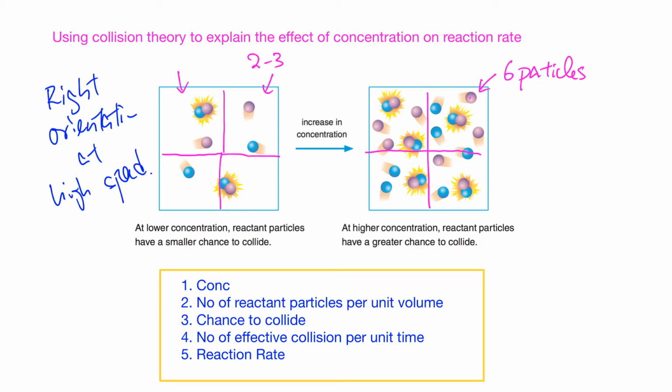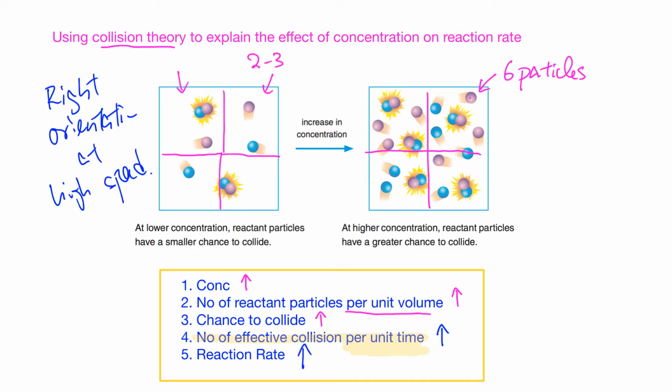So basically, if you try to explain in terms of collision theory, we'll say like this: when the concentration of the solutions or the reactants increases, the number of reactant particles per unit volume, this one's very important, also increases because concentration increases, right? So the chance to collide, the frequency, will increase. And this is the most important part: the number of effective collisions per unit time will also increase. That's why the reaction rate will then increase.